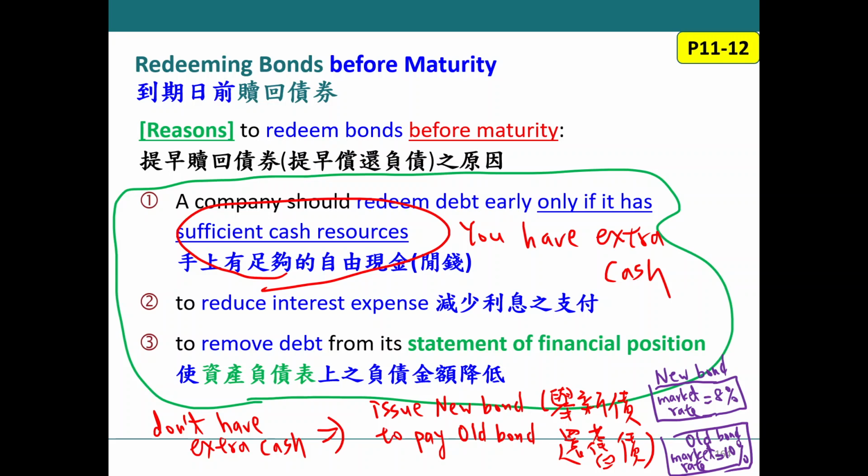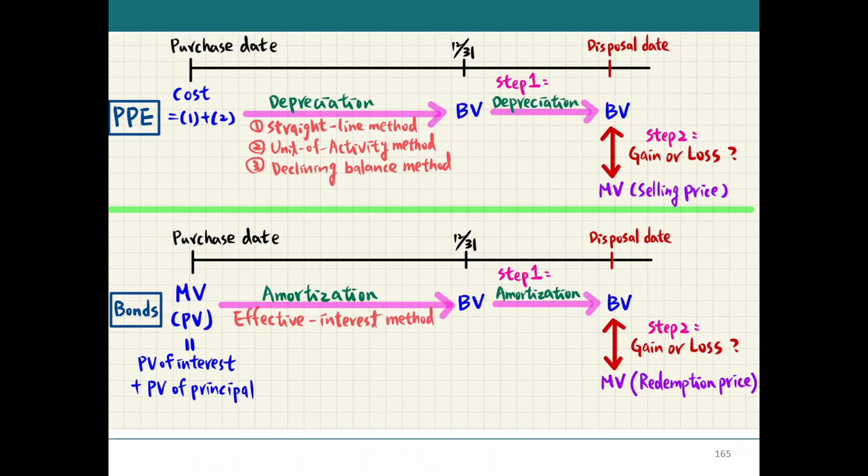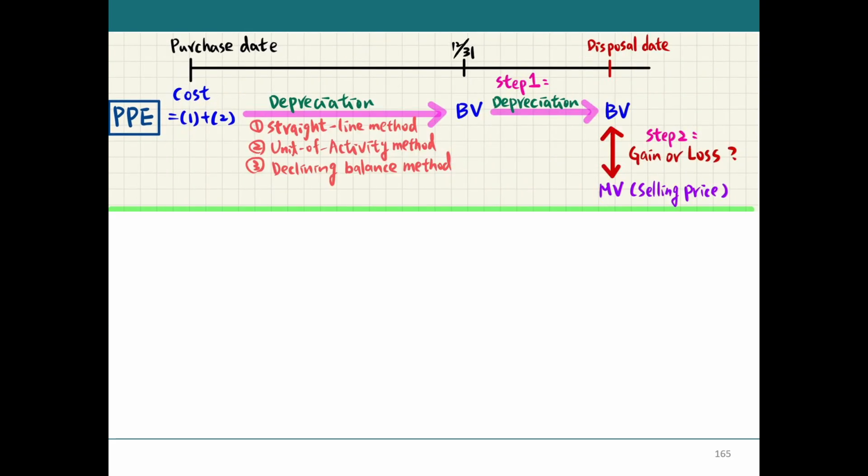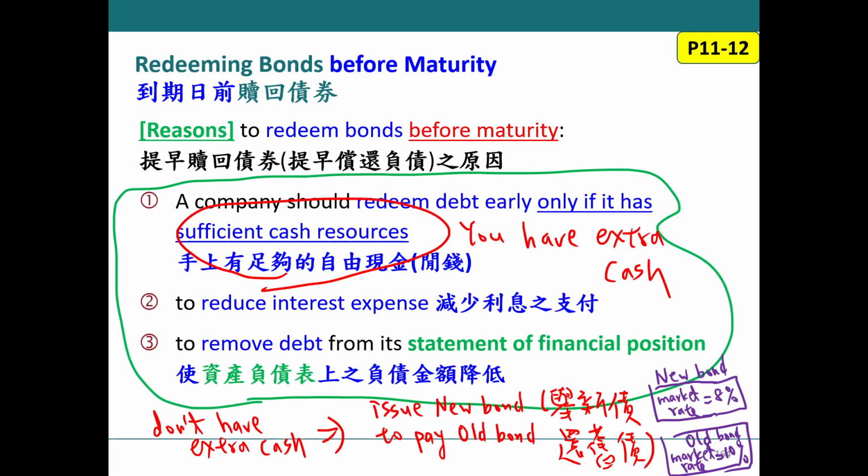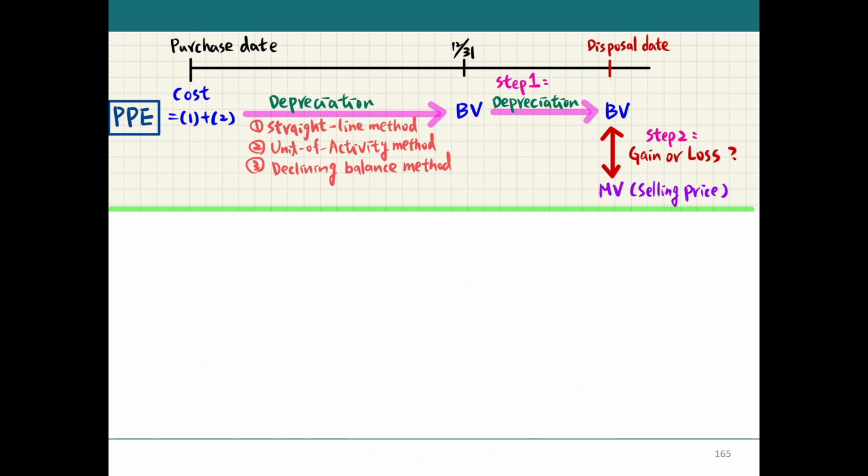So since you understand why we pay the money before maturity date, we will look at some cases to let you understand how to deal with this kind of situation. Since you understand that, we still want to know whether this business is your gain or loss. How to figure out your gain or your loss? On your slide 165. Remember, when we talk about PPE, when you understand PPE, you understand liabilities, the same structure. So for PPE, what should we do?